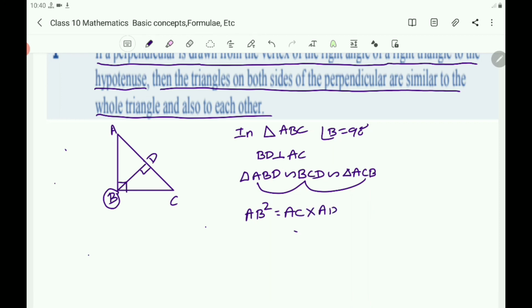Here you observe AB square is equal to AC into AD. And the next relation you can have, what is that? BC square is equal to again AC into CD. If you observe, BC square is equal to AC into CD. That is the relation we got here.